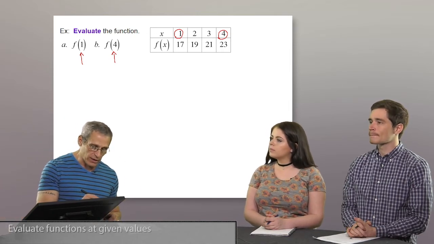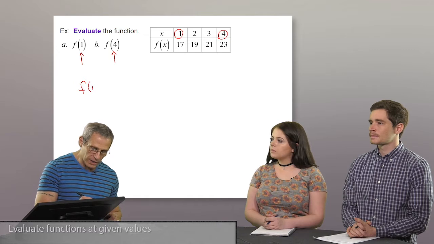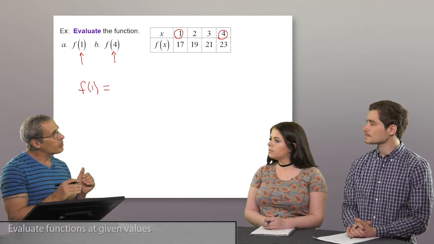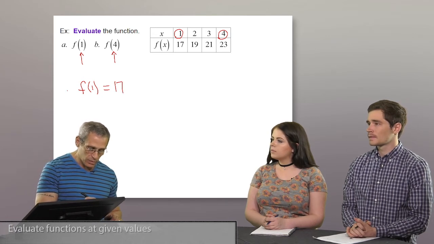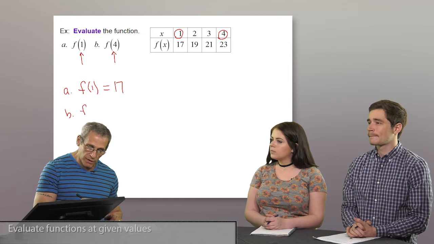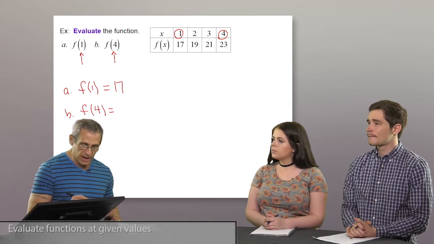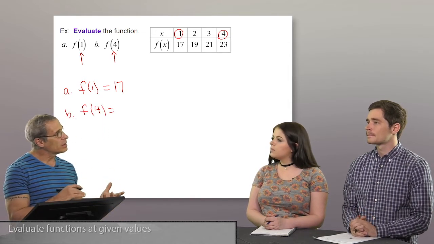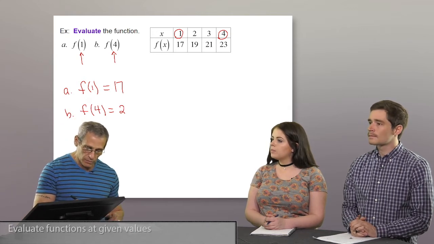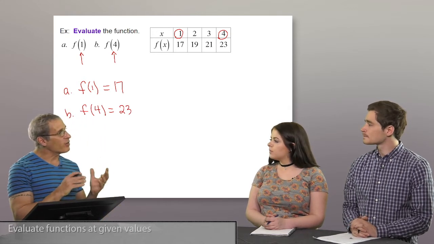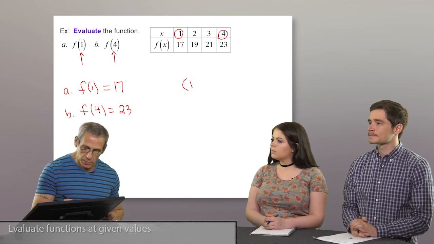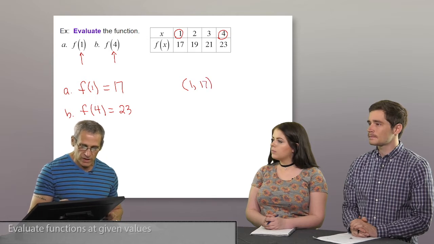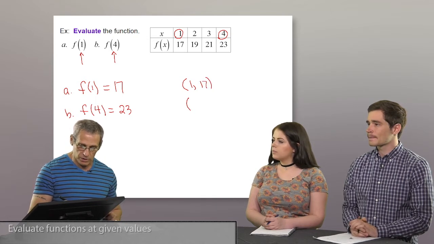So if I take a look at f of 1, that input of 1 corresponds to an output of 17. And how about the input of 4? If I evaluate f of 4, that would be 23. So I can write f of 1 as 17, but that just means that if I was looking at an ordered pair, the input is 1, the output is 17. Here the input is 4, the output is 23.